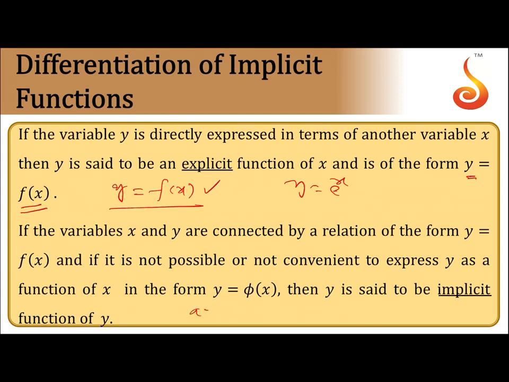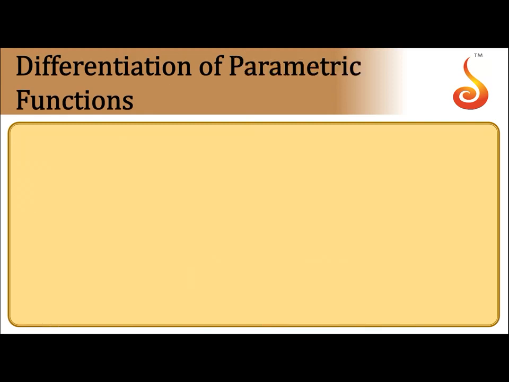Whereas when you take up a function of the form ax square plus bxy plus y square equals 7, then no doubt y is a dependent variable and x is an independent variable, but from this one you may not be able to express y in terms of x explicitly. So such a function is called an implicit function.